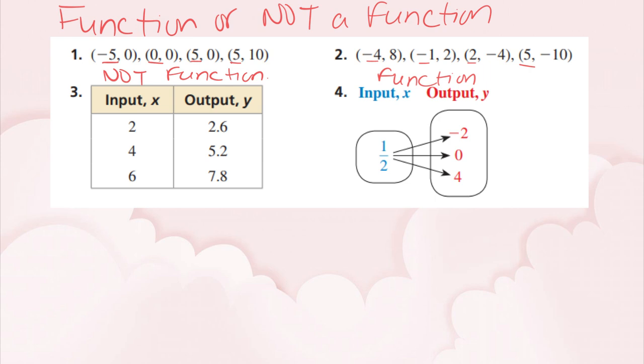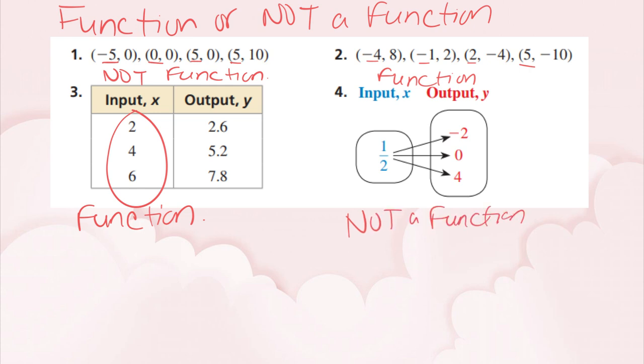What about number 3? Number 3 is what? A function. None of my inputs are repeated, right? So it's going to be a function. What about number 4? Not a function. Why? Because half is going to all of them. The half is going to all of them, correct. So it's not going to be a function.